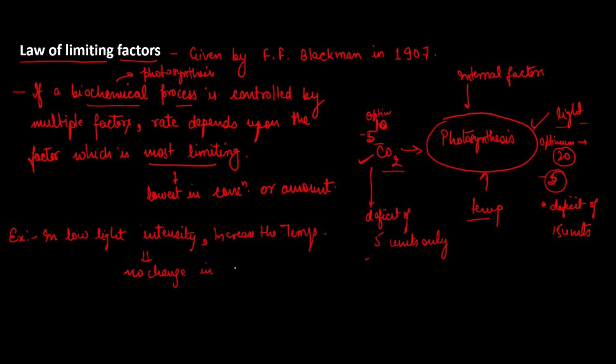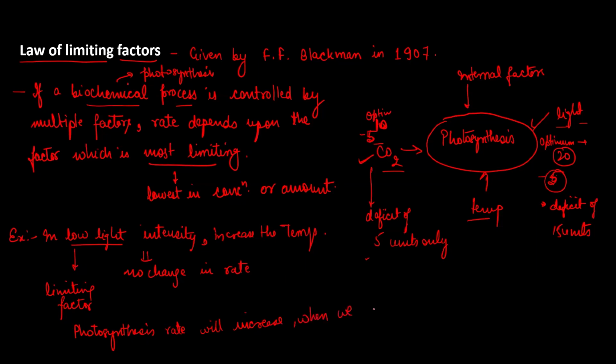No change in the rate of photosynthesis, because in this case, low light is your limiting factor. So the photosynthesis will increase only when you increase the light intensity. When you increase the limiting factor, photosynthesis will increase.